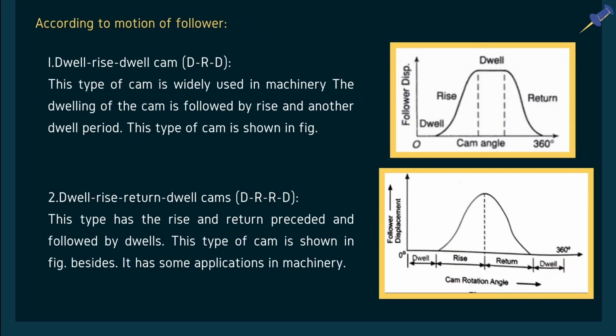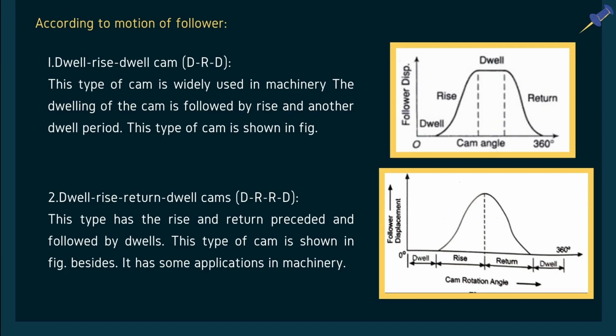Now, according to followers' motion, there are again three types. First one is dwell, rise, dwell cam, in short DRD cam. Second one is dwell, rise, return, dwell cam, that is DRRD cam. And third one is rise, return, rise cam, in short RRR cam.